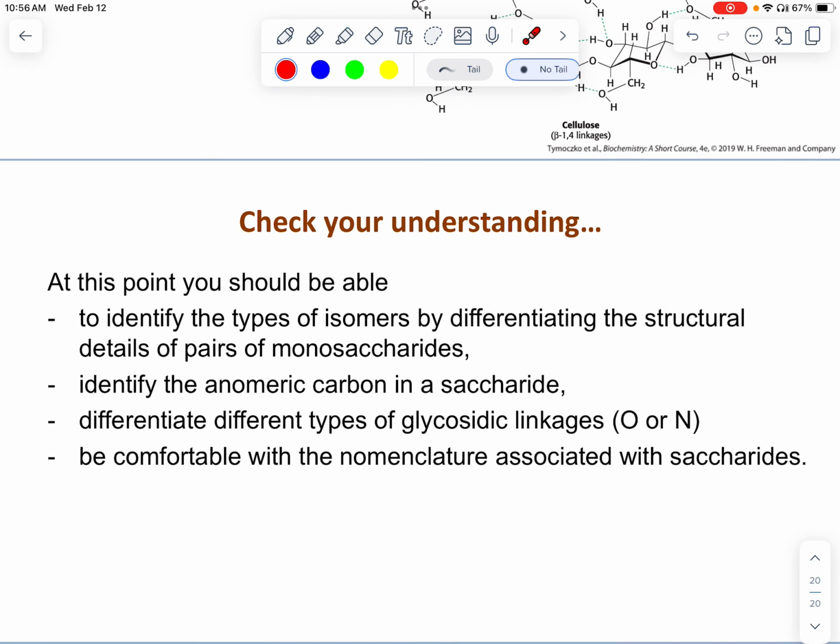Okay, that was a lot. At this point, you should be able to identify types of isomers by differentiating the structural details. You should be able to identify the anomeric carbon and the penultimate carbon. You should be able to differentiate different types of linkages and be comfortable with the nomenclature. All right, nice job finishing this one. Next video, we'll pick up here on more details about carbohydrates.